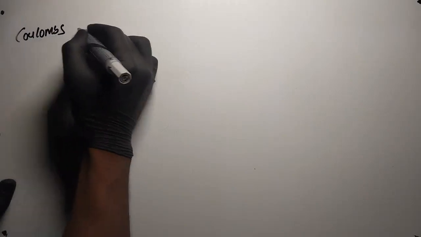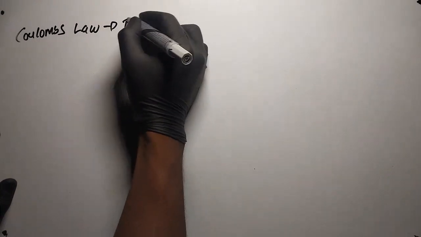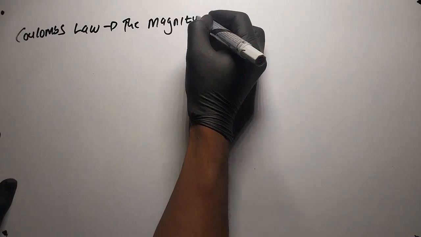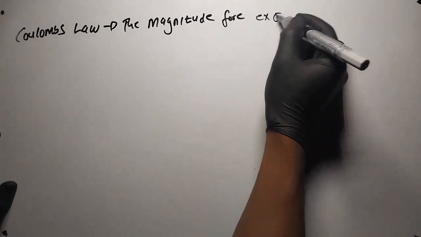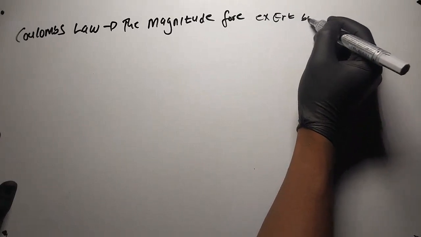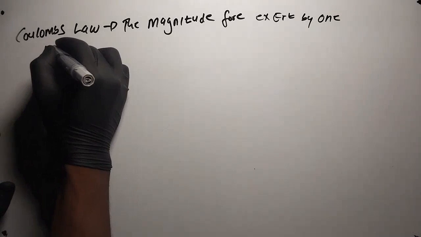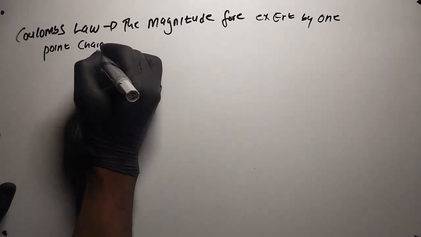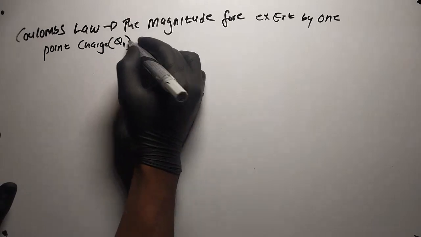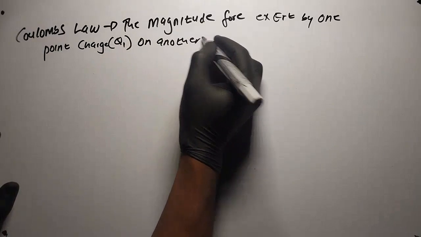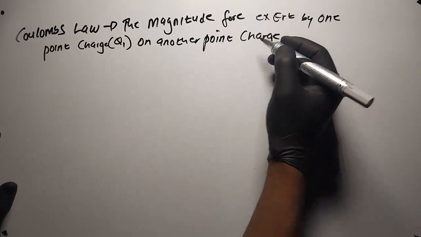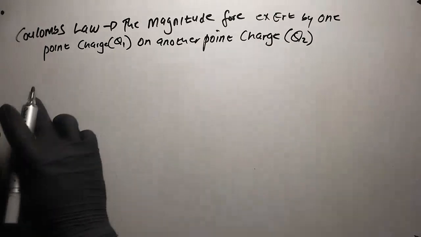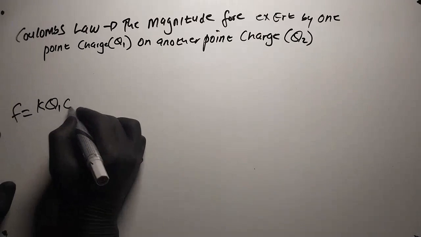Comes like this. Coulomb's law. It says the magnitude of force exerted by one point charge, which is Q1, on another point charge, which is your charge 2. I'll write a sample here, which is like F equals K, charge 1, charge 2 over your R squared.